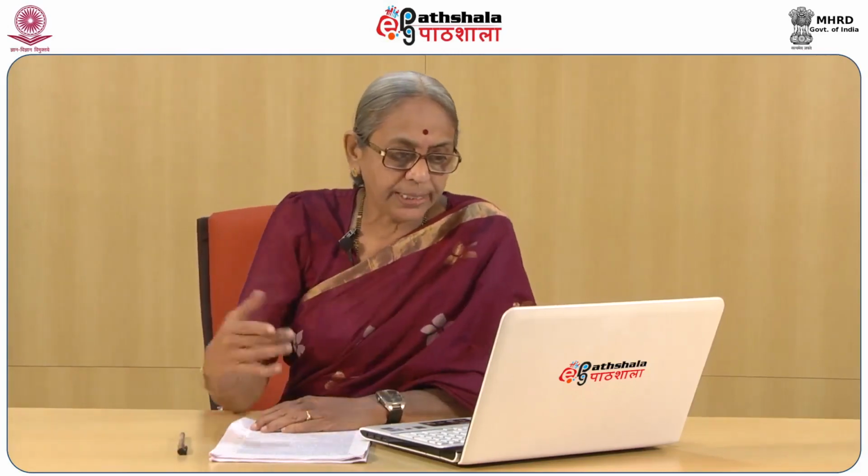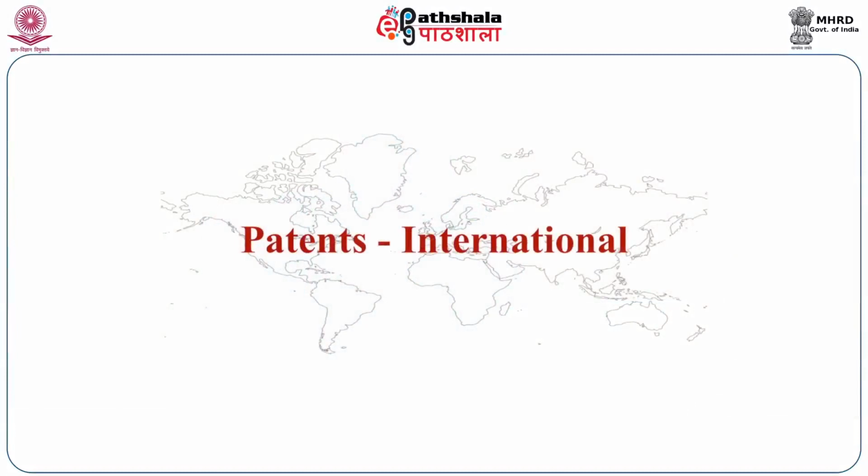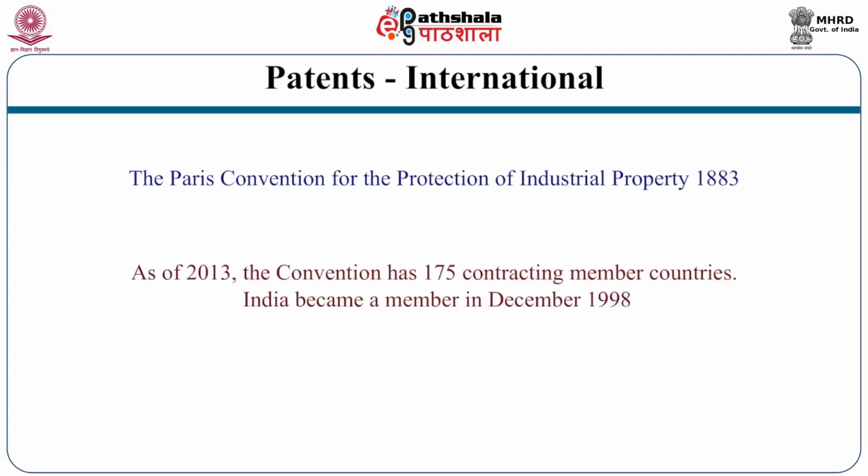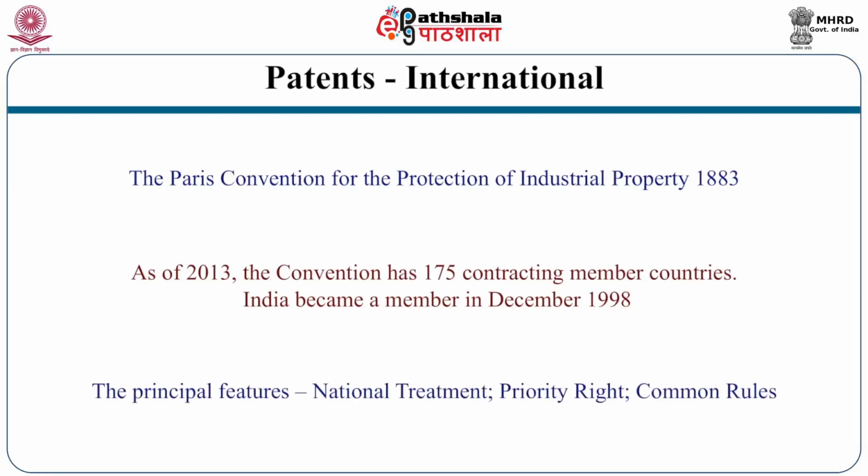I have already told you that the two international organizations are WIPO, the World Intellectual Property Organization, and the trade related intellectual property rights, TRIPS. But let us look at some of the international conventions and treaties which deal with patents alone. The Paris Convention for the Protection of Industrial Property was in 1883, one of the earliest conventions, and as of 2013 it has 175 contracting member countries. India became a member in 1998. Actually, the principal features of these are national treatment, right of priority and common rules. First we looked at the Paris Convention for the Protection of Industrial Property.